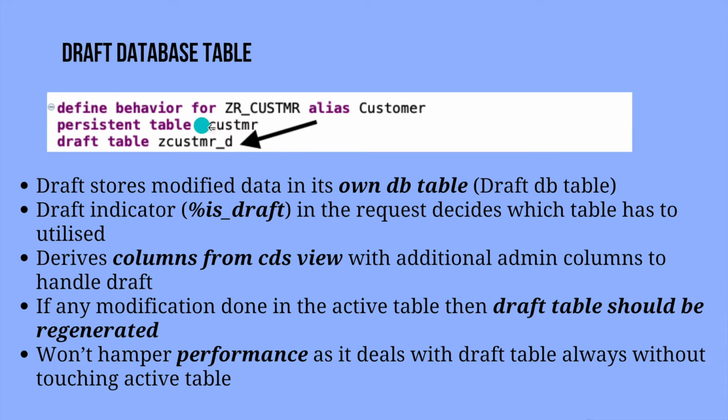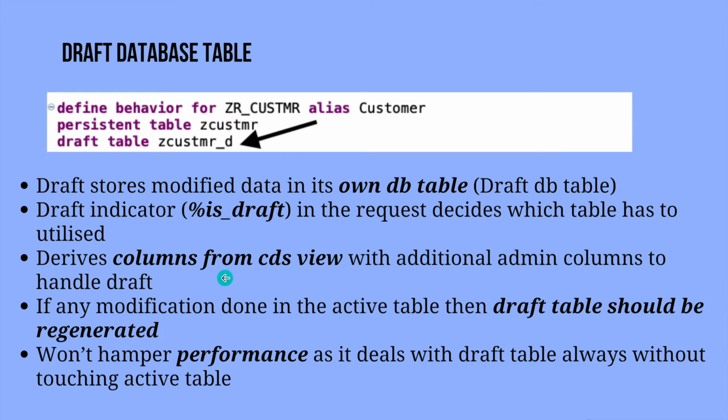We have a persistent table. Likewise, you can define the draft table with the same name, but underscore D is recommended. Underscore D is nothing but it mentions the draft. That is something called the draft indicator. Whenever we use EML, we can use this draft indicator, so based on switching it on and off, you can read the draft data or the active data.